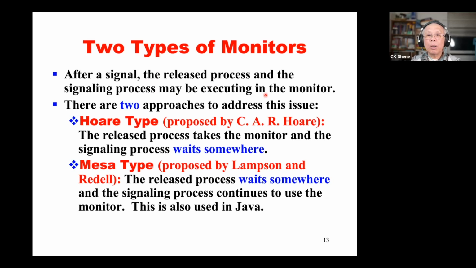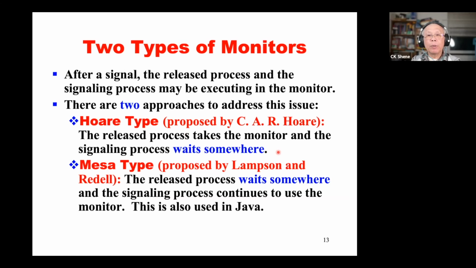To resolve this, there are two approaches. The first one was proposed by Tony Hoare, we call it Hoare type. The second one is Mesa type, proposed by Lampson and Redell. So the Hoare type monitor suggests that the released process takes the monitor and the signaling process waits somewhere.